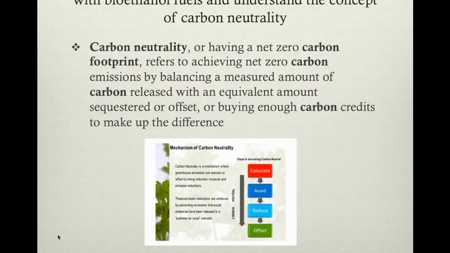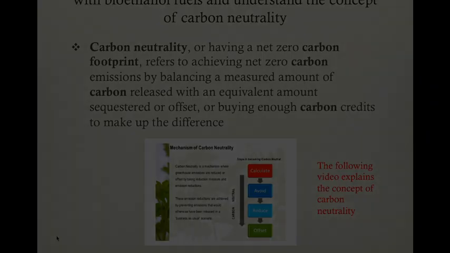To get an idea of this concept of the use of biomass, carbon neutrality has become a popular word around the world. That carbon neutrality is having a net zero carbon footprint for each individual on their use of energy. The mechanism of carbon neutrality is probably best described in the following video.